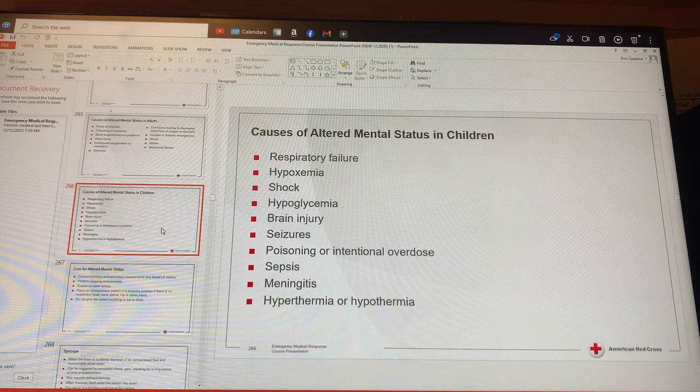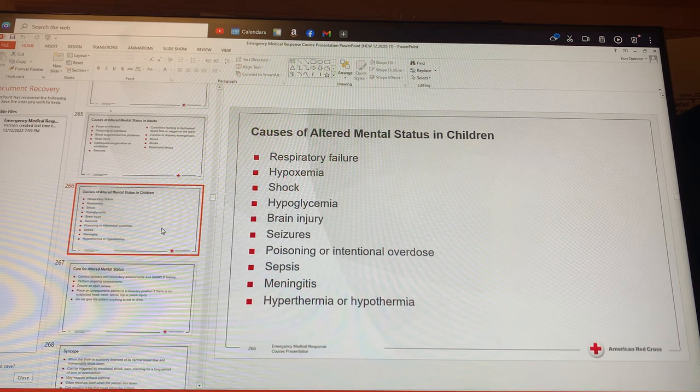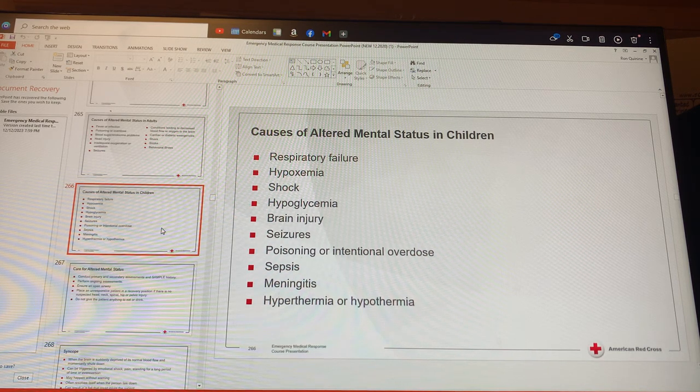Next, causes of altered mental status in children. Respiratory failure, hypoxemia, shock, hypoglycemia, brain injury, seizures, poisoning or intentional overdose, sepsis, meningitis, hypothermia or hyperthermia.